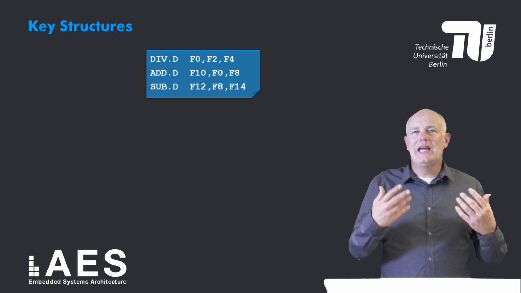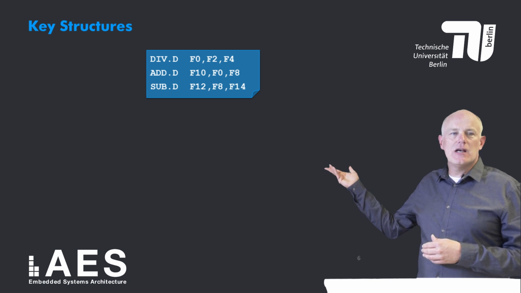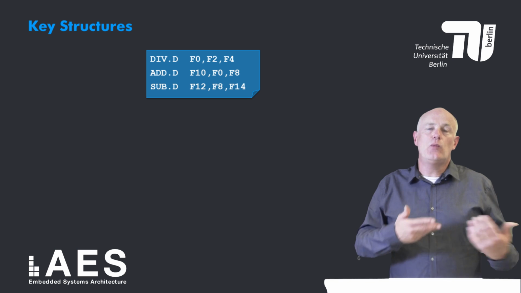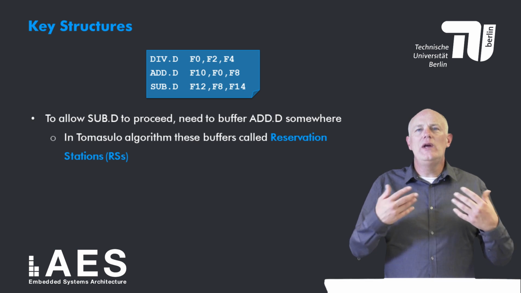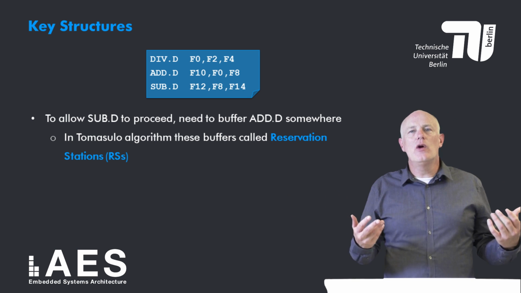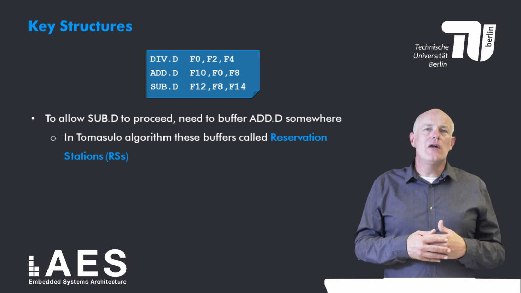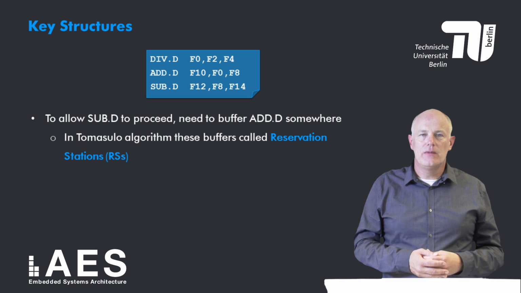Now I describe some key hardware structures used in Tomasulo's algorithm. Here's the same example as before. We want to allow the subtract double to proceed when the add double is stalled. To be able to do so, we need to get the add double out of the way, so to speak. In other words, we need to buffer the add double somewhere. In Tomasulo's algorithm, these buffers are called reservation stations.